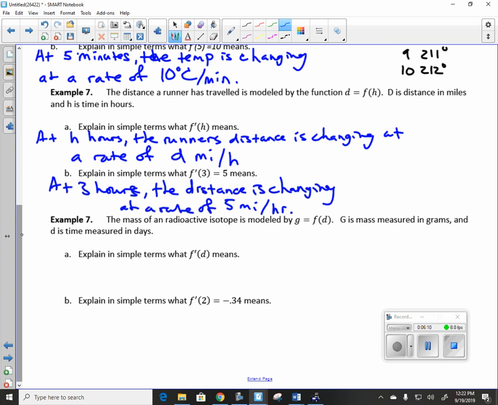Okay. At h hours, the runner's distance is changing at a rate of d miles per hour. So f prime of 3 equals 5 means at 3 hours, after he's been running 3 hours, the distance is changing at a rate of 5 miles per hour. That means that his speed is 5 miles per hour. Okay? Here's what you can't say. His speed is increasing at a rate of 5 miles per hour. Again, this says distance. So that's the output that you use at that time.